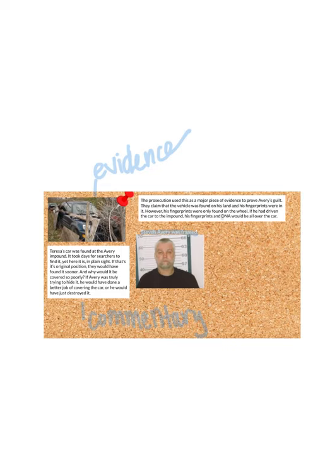This is my rebuttal. And this part is the counterclaim. It's very short, so notice how much more is included in the rebuttal. They claim the vehicle was found on this land and his fingerprints were in it. However, his fingerprints were only found on the wheel. If he had driven the car to the impound, his fingerprints and DNA would be all over the car.